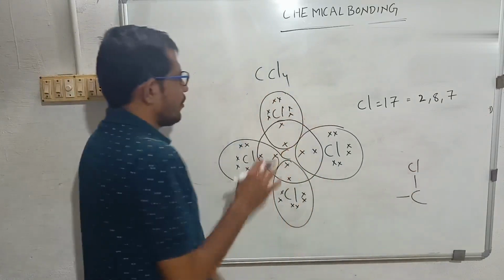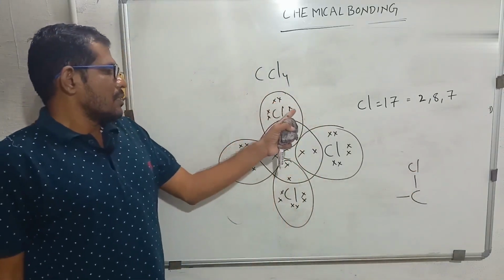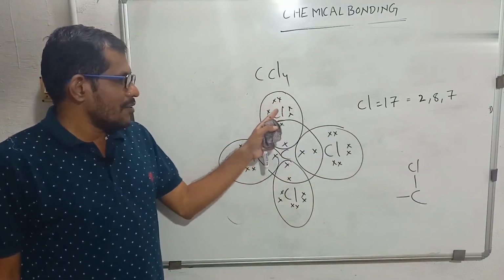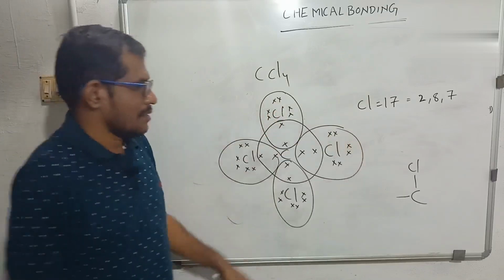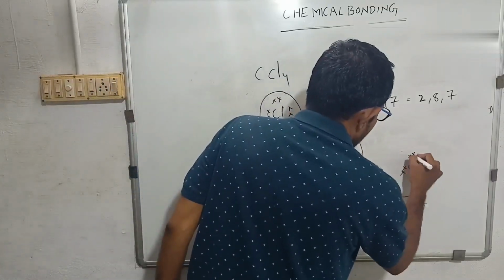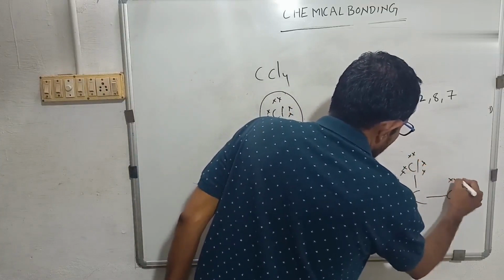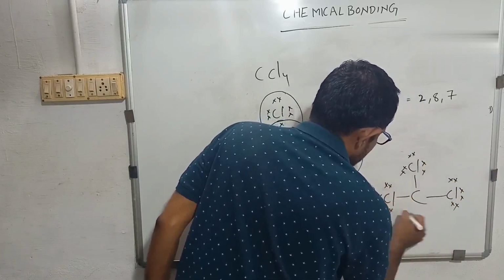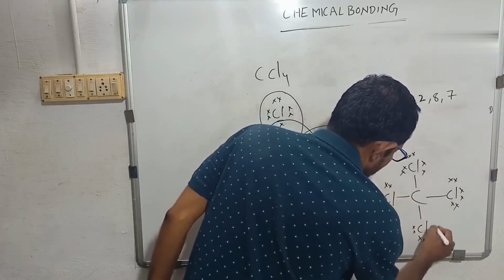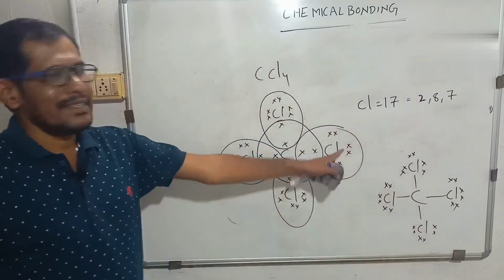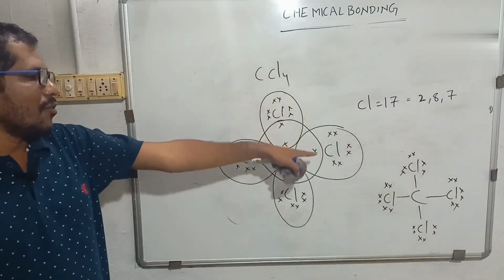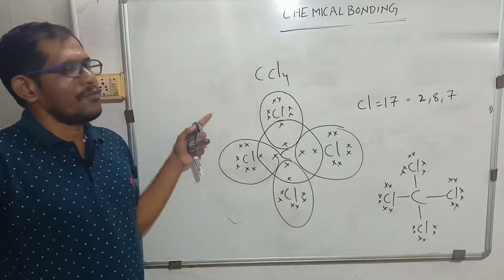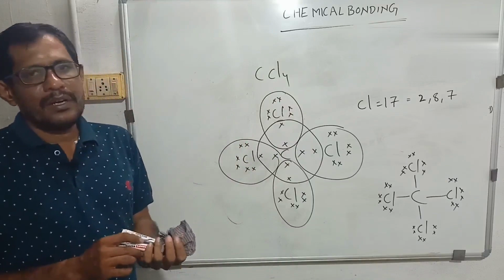So Cl. I told you, the electron pairs which are not involved in bonding, we can write as they are. So we can write here Cl has 3 electron pairs, here also Cl has 3 electron pairs, and here also Cl has 3 electron pairs. In such a way, we can show how the covalent bond is formed in CCl4. CCl4 is called carbon tetrachloride.